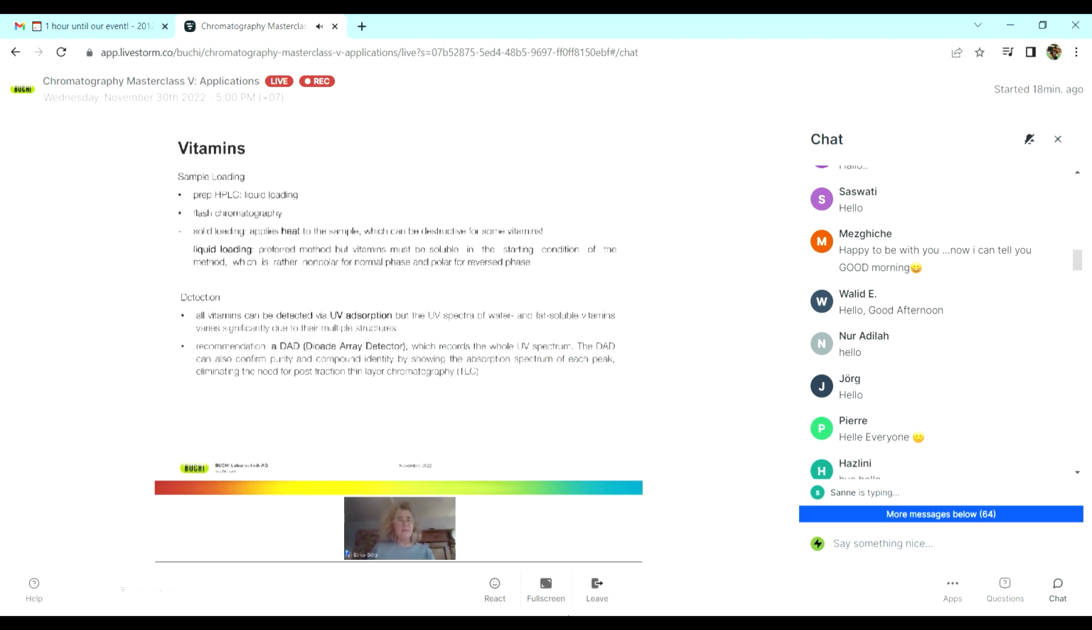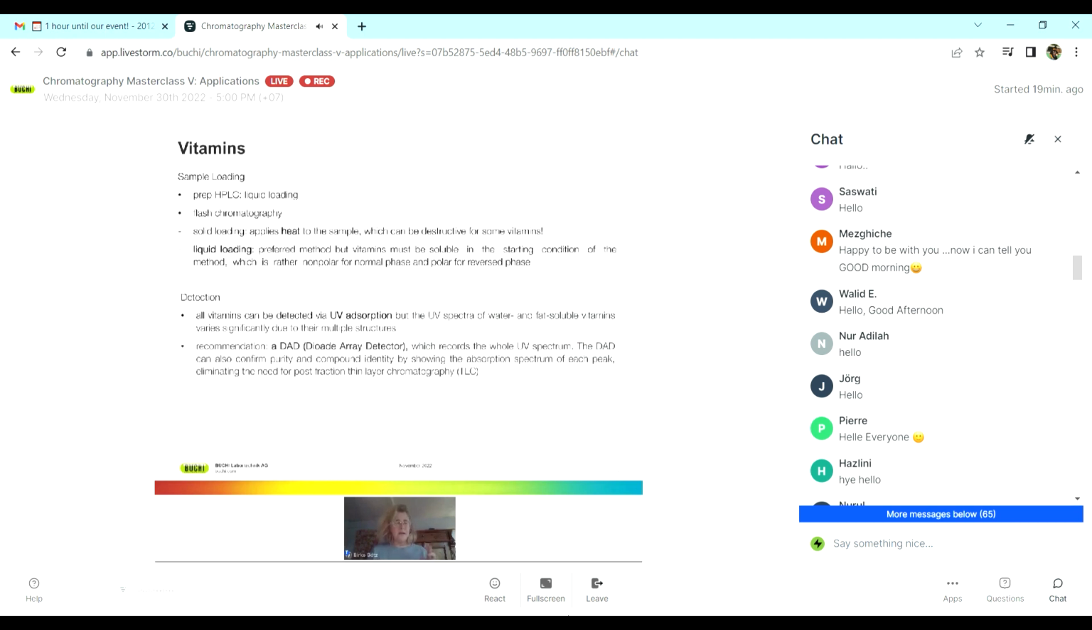Sample loading. Well, if you work with prep HPLC, you go for liquid loading. If you go for flash chromatography, then you would have in principle two options, solid loading and liquid loading. But solid loading is a bit of a problem, since you are applying heat to get rid of the solvent. This can be destructive for some vitamins. So in this case, you would go for liquid loading, and here it's easy. The vitamins just need to be soluble in the starting condition, and then you just inject it. Liquid loading is the easiest way to inject the sample.